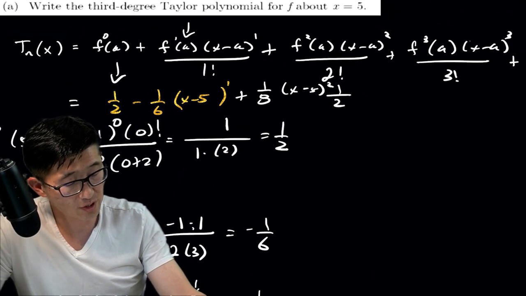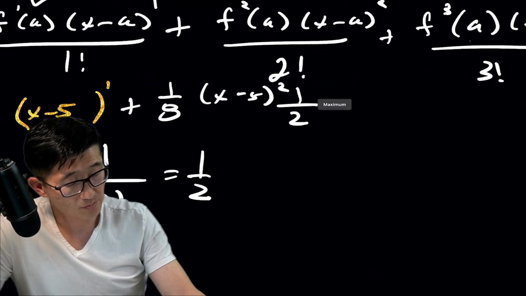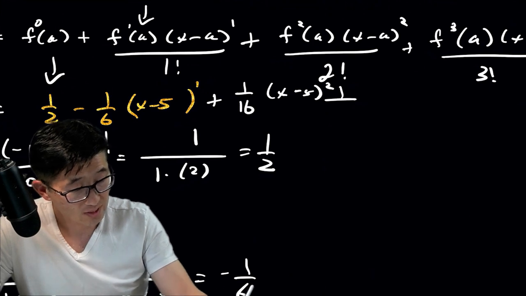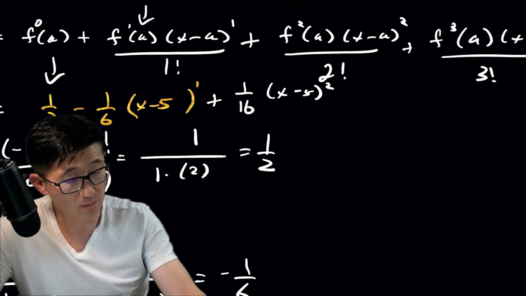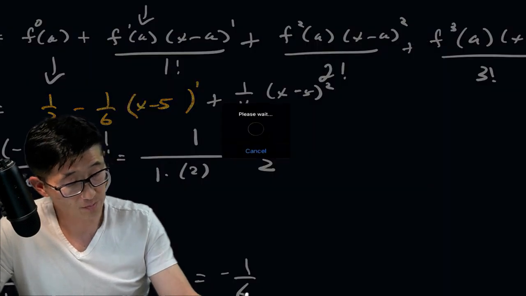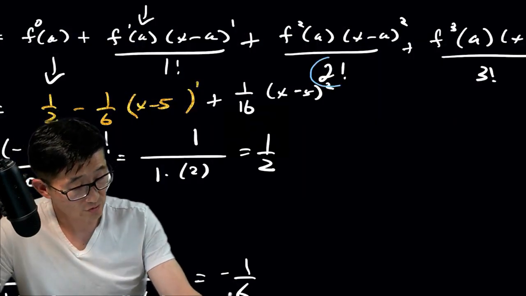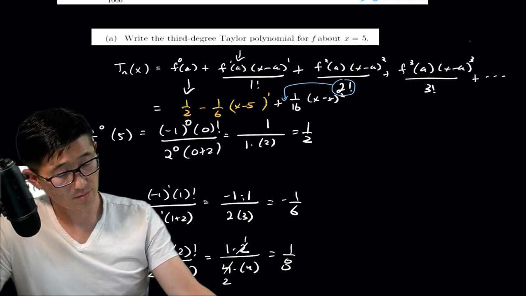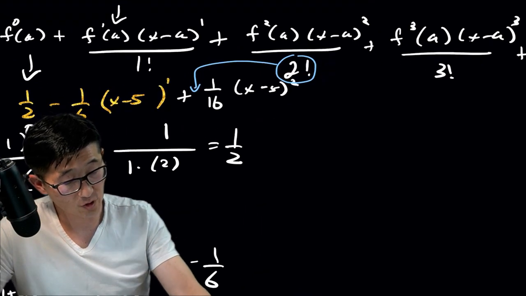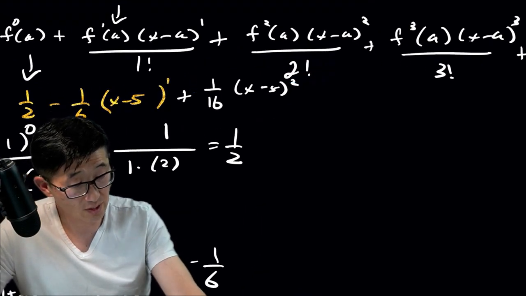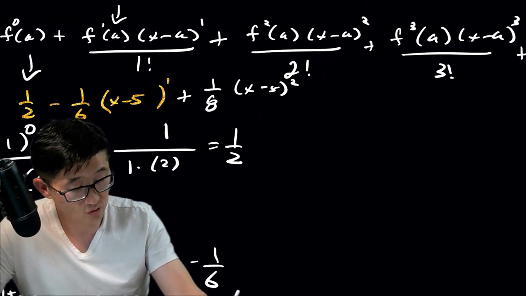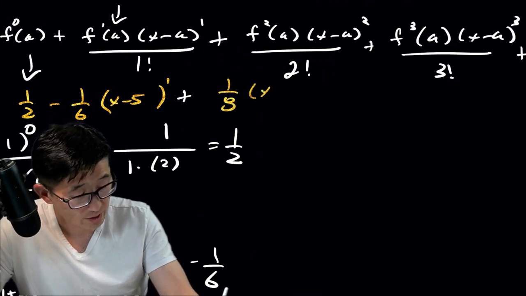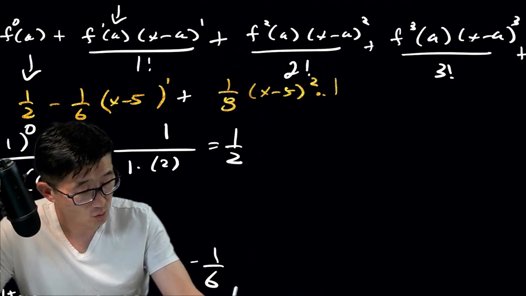And I'll just rewrite the whole thing. Okay, I'm just going to change it right now. So this will become 1 over 16 because of this 2 right here, this 2 factorial. You know what? For the sake of clarity, I'll just leave it alone, and then I'll write it in simplified form afterwards. Okay, so 1/8 x minus 5 squared times 1 over 2.